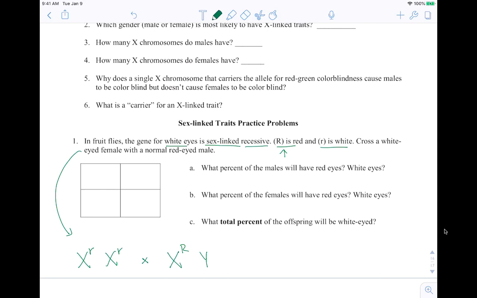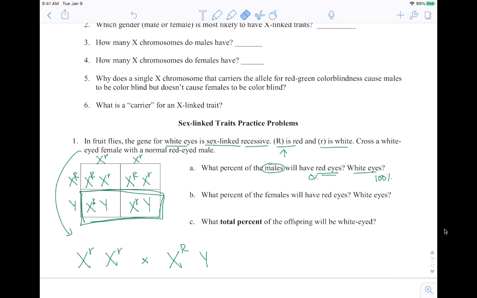So these are going to be what we put on the chart. So we're going to have X to the little r, X to the little r, X to the big R, and Y. Then you just go through and you solve. And yes, this is the correct order to put everything in. You still put your capitals first. Okay, so this is your overall result. What percentage of the males will have red eyes? Red eyes is dominant. So these 2 are males right here. Neither one of them is dominant. So 0% will have red eyes. What about white eyes? Well, this is the white-eye gene, and this is the white-eye gene. 100% of males will have the white-eye trait.